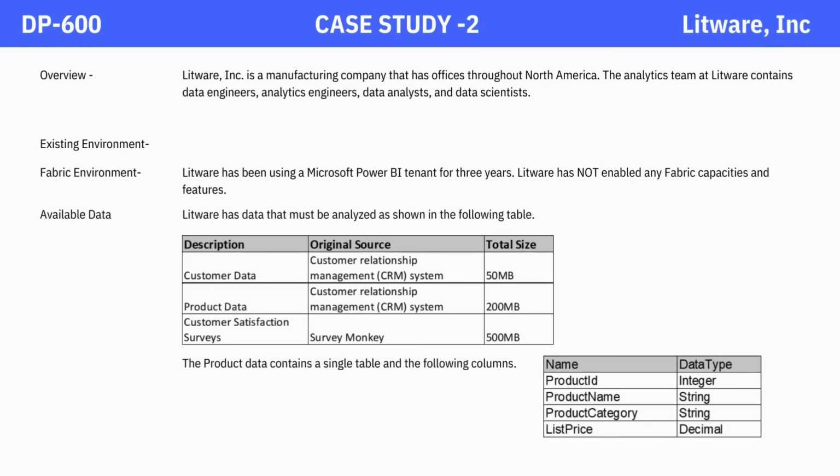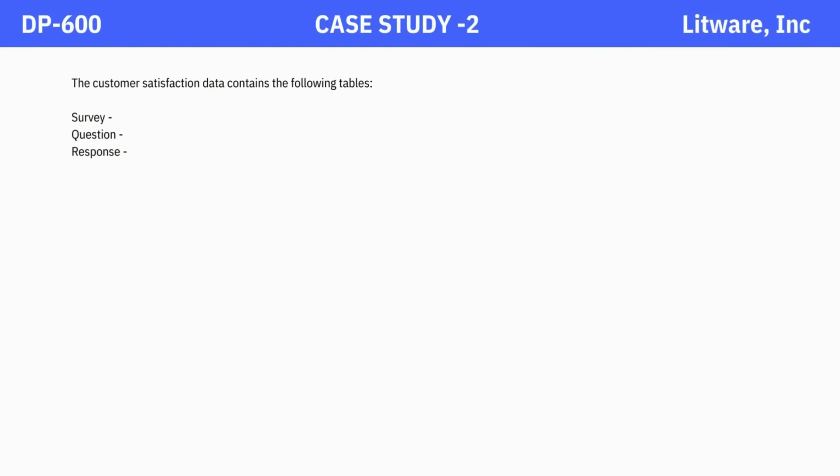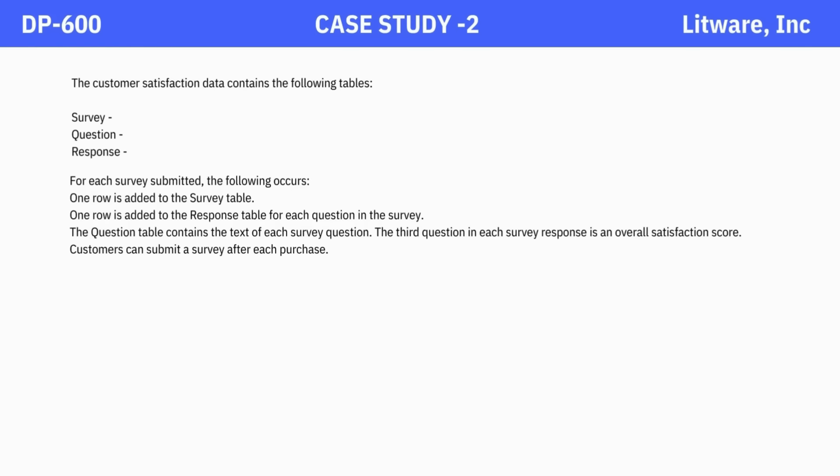Litware has data that must be analyzed as shown in the following table, and the product data contains a single table and the following columns. The customer satisfaction data contains the survey, question, and response tables. For each survey submitted, the following occurs. 1 row is added to the survey table. 1 row is added to the response table for each question in the survey.